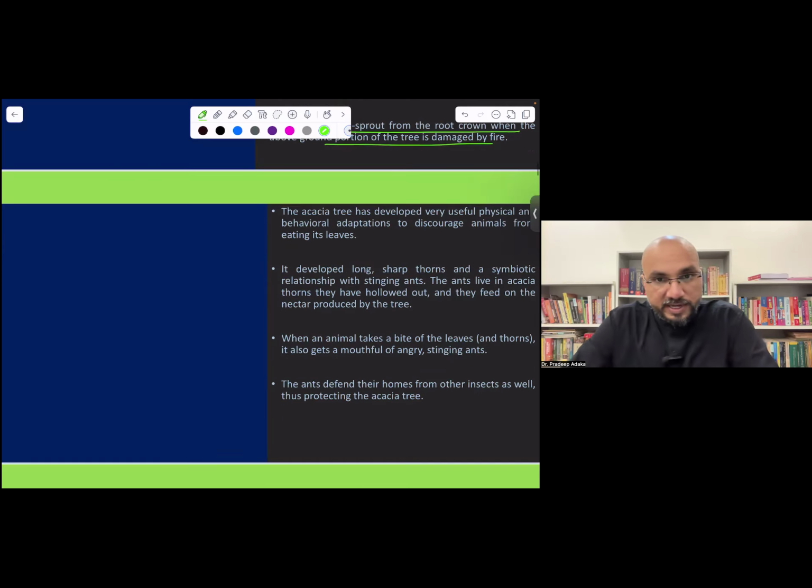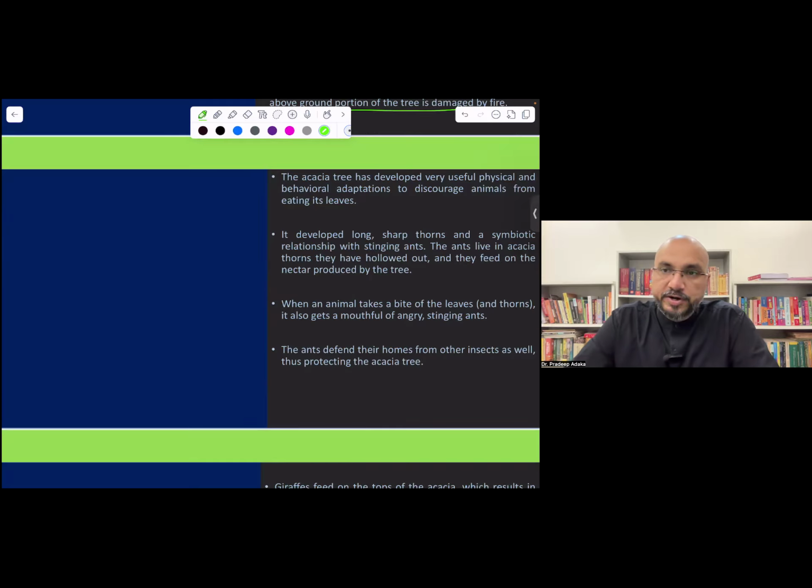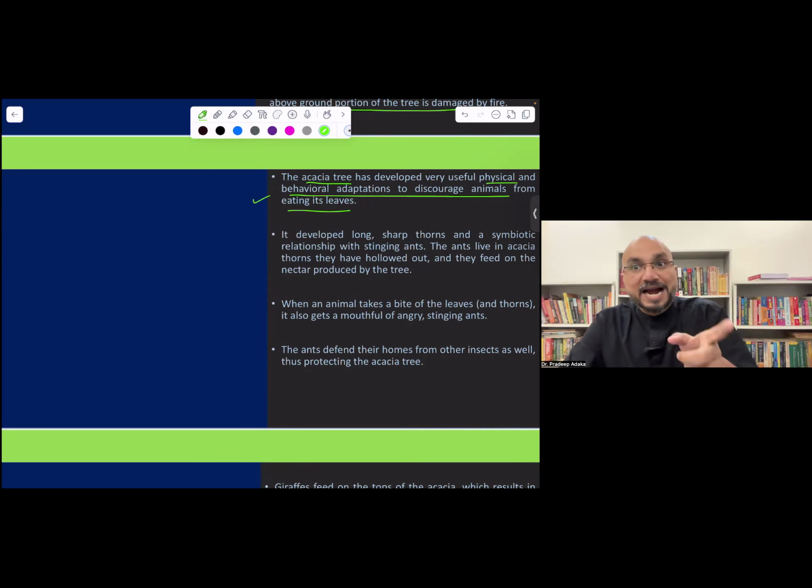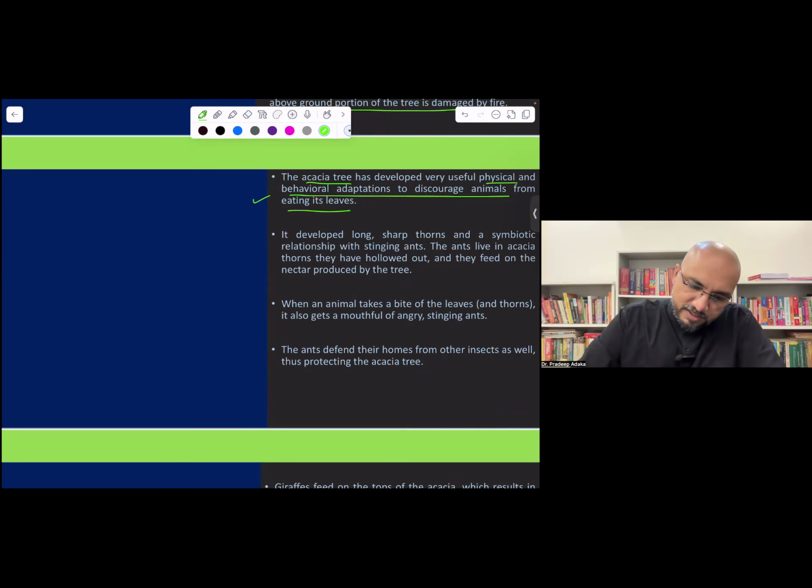The acacia tree also has developed a symbiotic, or you can say mutualistic, relationship with ants. So the acacia tree has developed very useful physical and behavioral adaptations to discourage animals from eating its leaves. So you remember ants and acacia tree. They have very swollen thorns. The ants live inside these thorns and they will sting the herbivores when they try to eat the leaves. It has also developed long, sharp thorns.